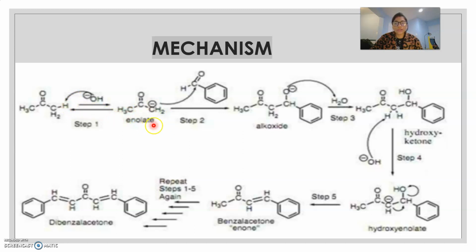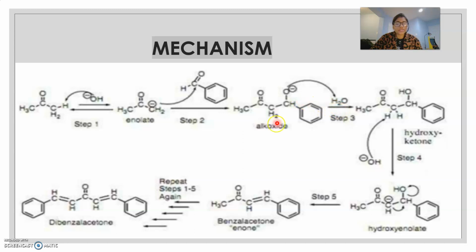So this enolate ion will be formed, and now it will attack the carbonyl carbon of the benzaldehyde. It will be attached over here. So now the merging will take place, and the new compound that we are going to get is the alkoxide compound. This is the alkoxide compound.